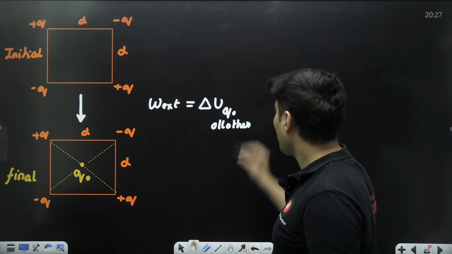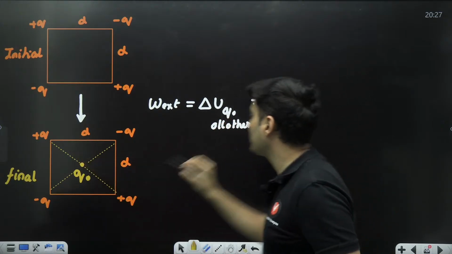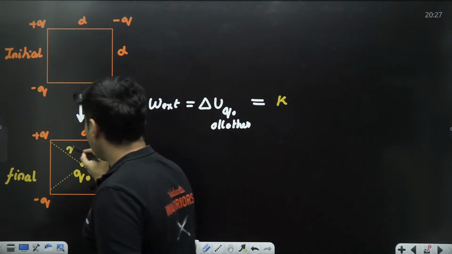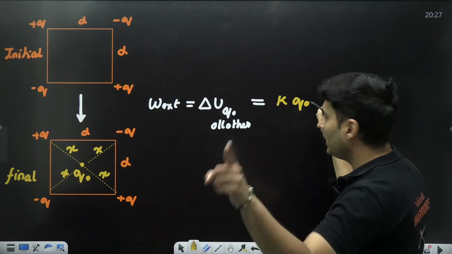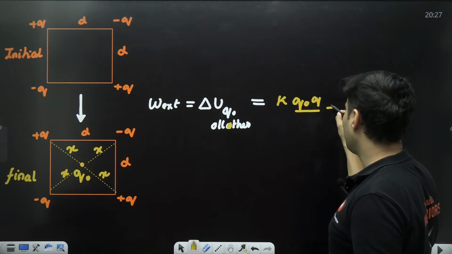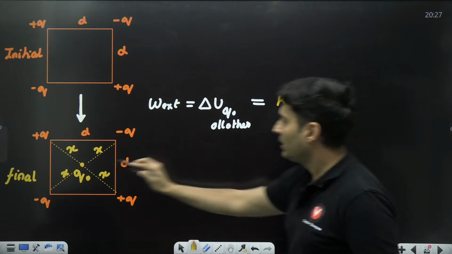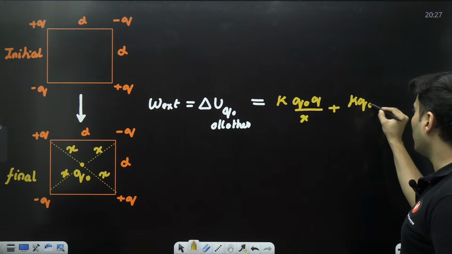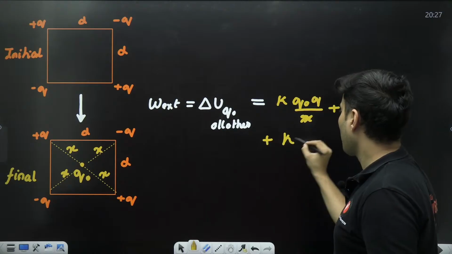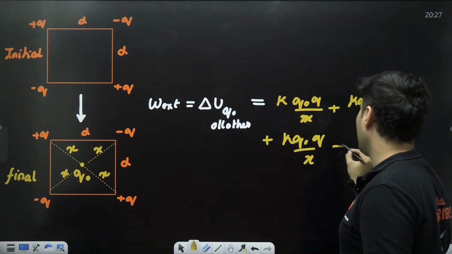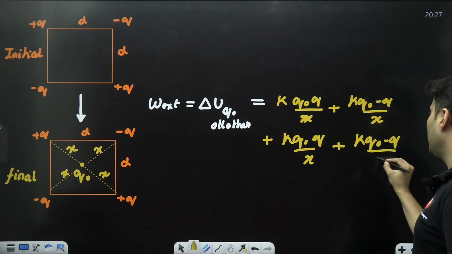Okay, so how much energy extra will be needed by that Q naught charge? Assume this distance is x, this is x, this is x, this is x. It will be k Q naught into that positive charge Q divided by x, plus k Q naught with negative charge divided by x, plus k Q naught into Q divided by x, plus k Q naught into negative charge divided by x.